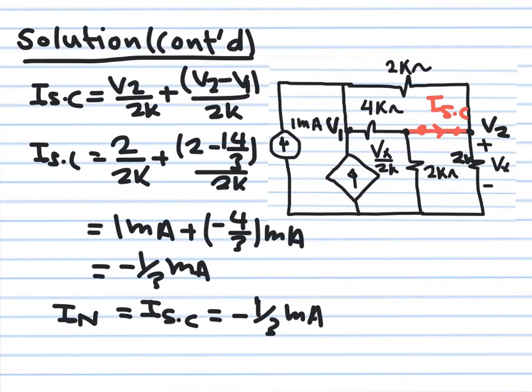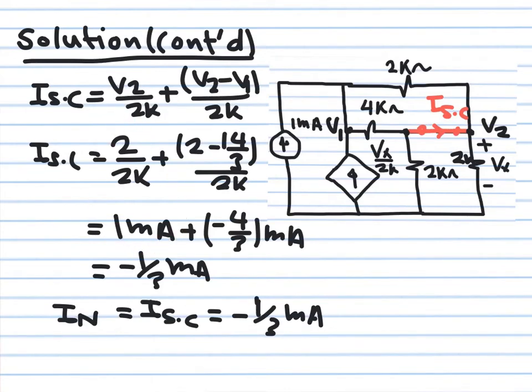So this is what I did here. I got I short circuit is equal to V2 over 2k plus V2 minus V1 over 2k. This current here is equal to this one plus this one. I already know what V2 is, it's 2 volt. I know what V1 is, 14 over 3. You put all this and you simplify. This will give you 1 milliampere.